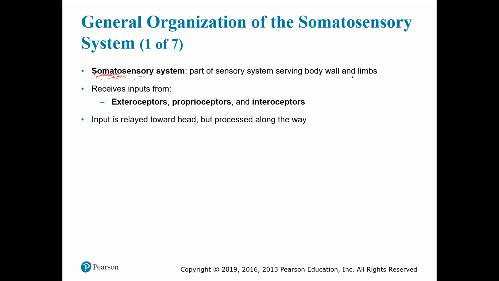Okay, so this is mostly about your limbs and your body wall. It receives input, the somatosensory system now, not just the receptor, from the extero, proprio, and intero. And it's relayed toward the brain, of course, that's where the brain is, in the head, and processed through the spinal cord and other parts of the brain before you get to the cerebral cortex.